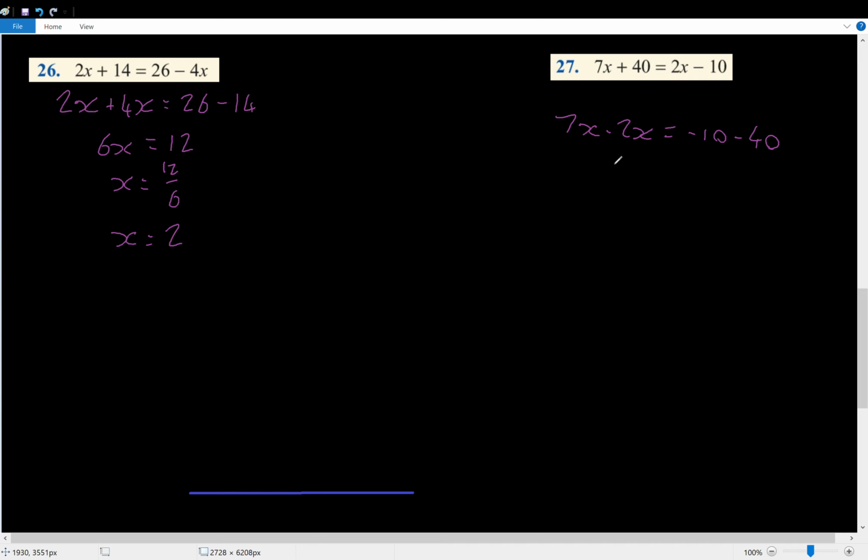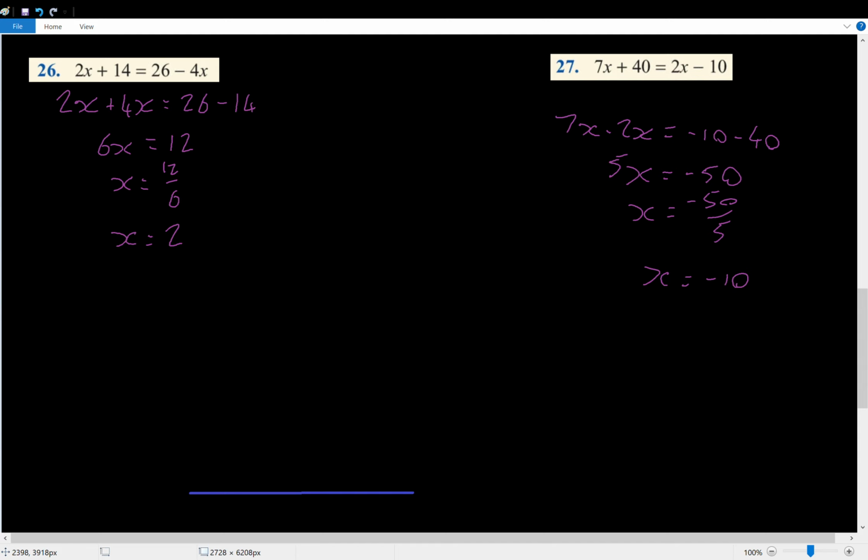7x minus 2x is 5x. And minus 10 minus 40 is minus 50. Then we bring that multiplied by 5 over and we get x is equal to minus 50 divided by 5, which means x is equal to minus 10, like that.